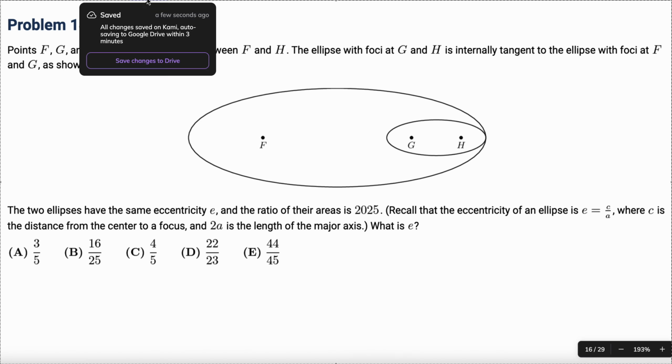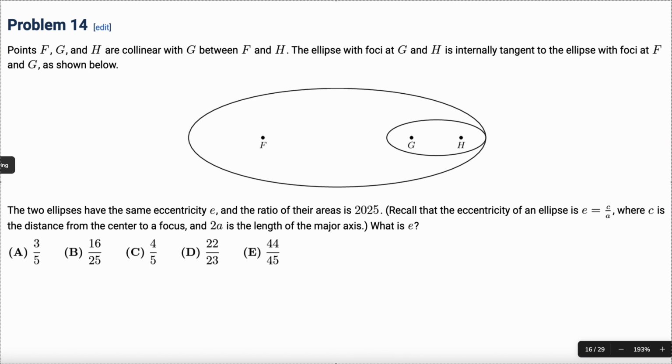Problem 14 from the 2025 AMC 12A. Points F, G, and H are collinear with G between F and H. And the ellipse with foci at G and H is internally tangent with the ellipse with foci at F and G. So this point G here is the focus of both this ellipse and this larger ellipse. The two ellipses have the same eccentricity E, and it's a good thing they tell us what an eccentricity is because I really didn't know that during the test.